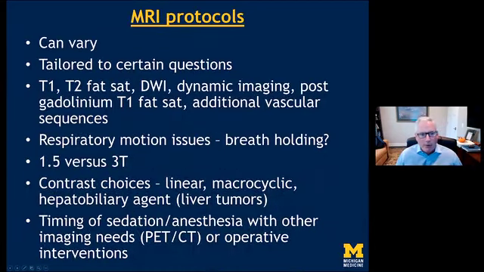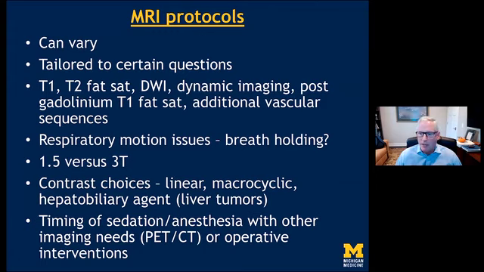Now, as for the MRI protocols, they can vary. They're going to be tailored. We want to make them as short as possible, especially if we're using sedation or anesthesia. Typically, the key components are going to be a T1 weighted image, a T2 fat saturated image. Diffusion weighted imaging has become very helpful recently. And then post-gadolinium T1 fat saturated images. The fat saturation is usually very helpful for really showing you the amount of enhancement a tumor may have.